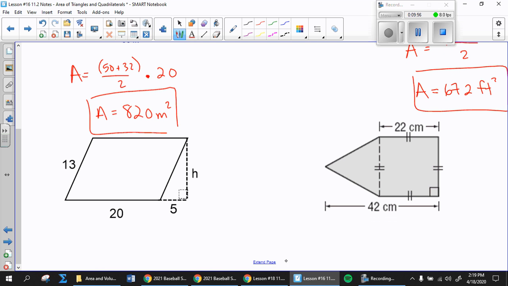Okay, I want you guys to try these 2 examples here. Once you're done with these two examples, pause your video. I'll have the answers there for you to check.